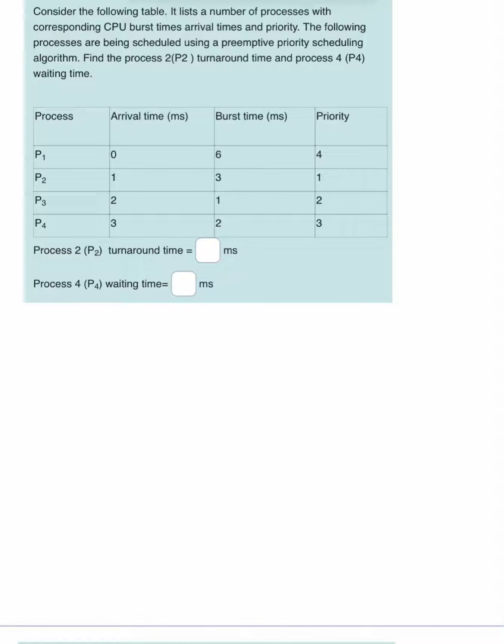Hi everyone, in this video I'm going to explain how preemptive priority scheduling algorithm works. In this question we've got four processes P1 till P4 with 4 arrival times, 4 burst times and 4 priorities.